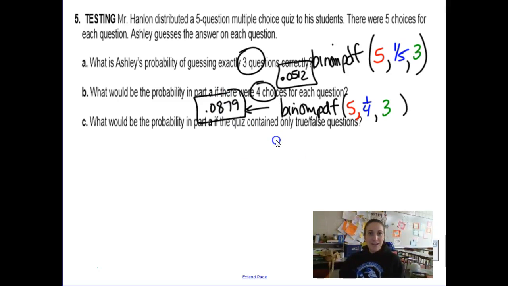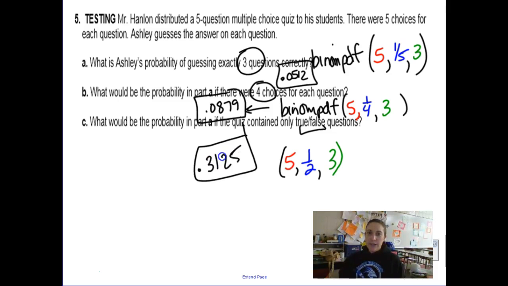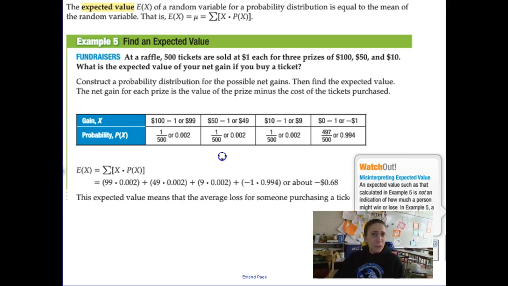All right, same thing, except this time now it's true-false. So she's really banking on doing an awesome job on the true-false, huh? Oh, Ashley. Well, now you've got a 50-50 shot, so it's a little better. And you think you're going to get 3 of them right, huh? Well, 30% chance. 31.25. Ashley, think about that, girl. 3 out of 5. That's hardly passing. That's terrible. Okay.